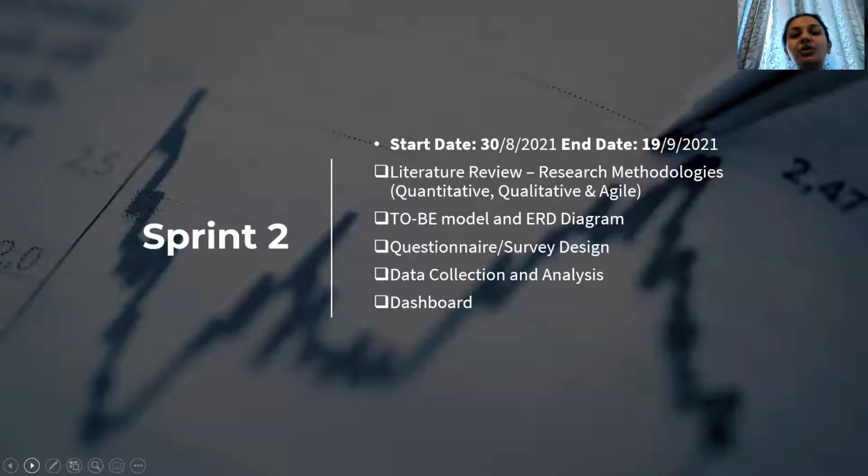So this is Sprint 2 we are talking about. We started Sprint 2 on 30th of August, and we ended it on 19th of September. In Sprint 2, we did the literature review and researched methodologies for qualitative, quantitative, and agile methods. We completed a 2B model and entity relationship diagram. Further, we made the questionnaires and conducted the survey through different sources. All the data was collected from the questionnaire, and we analyzed it, and at the last we made a dashboard for that.